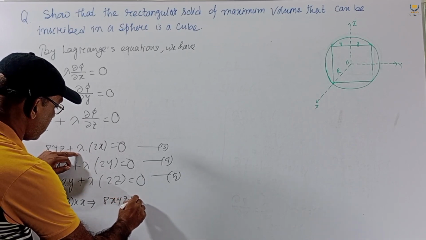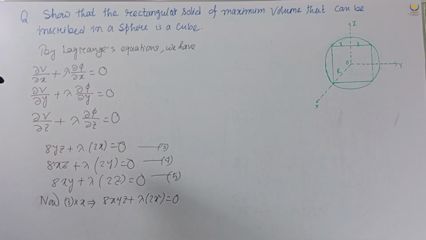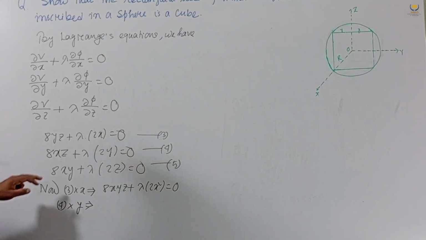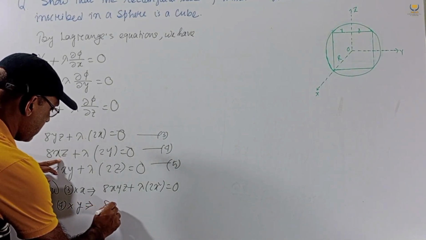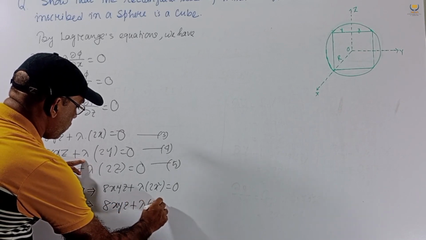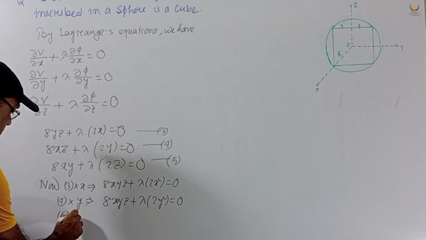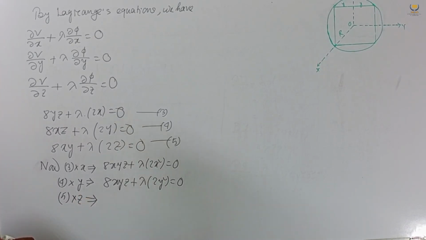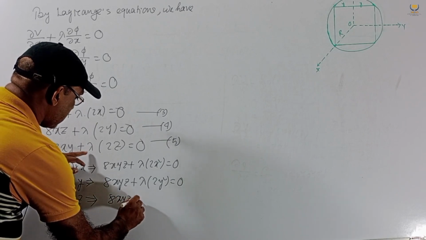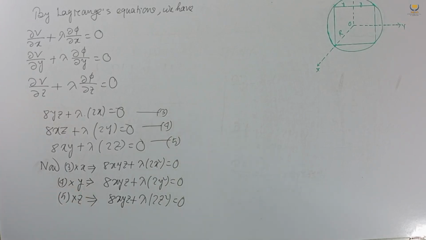8xyz plus lambda 2x square equal to 0, and 4 into y, then we get 8xyz plus lambda 2y square equal to 0. 5 into z, then we get 8xyz plus lambda 2z square equal to 0.